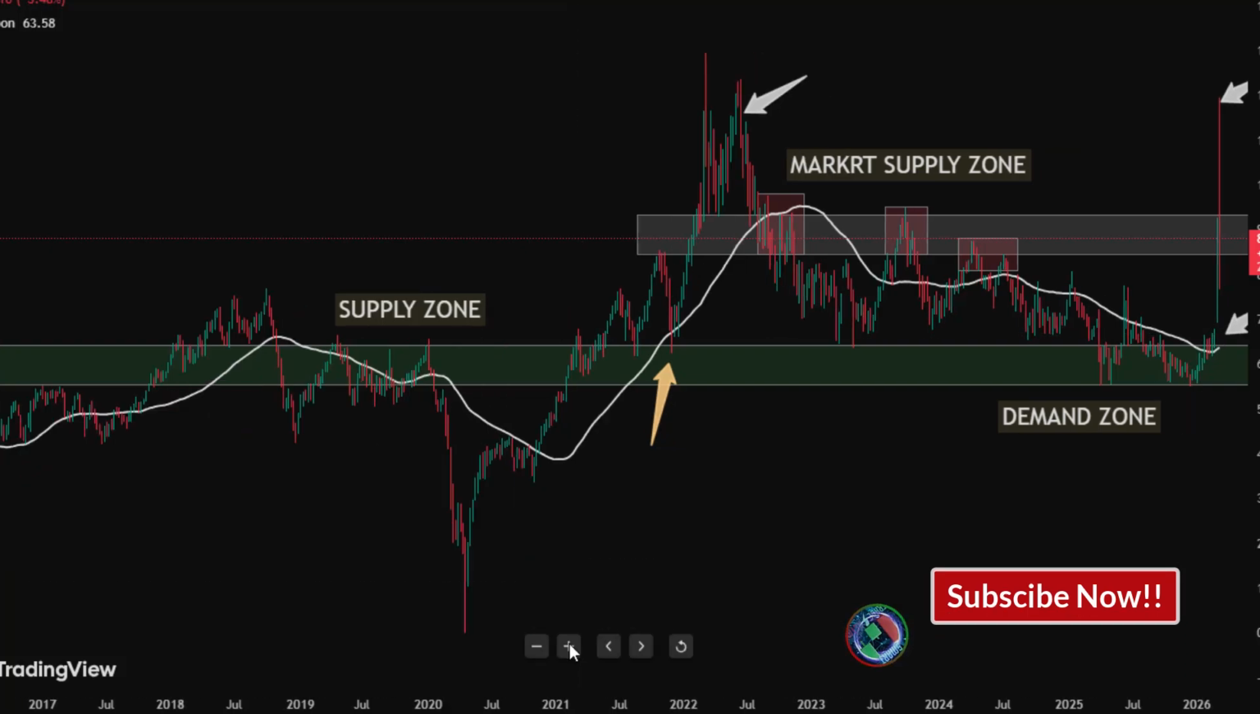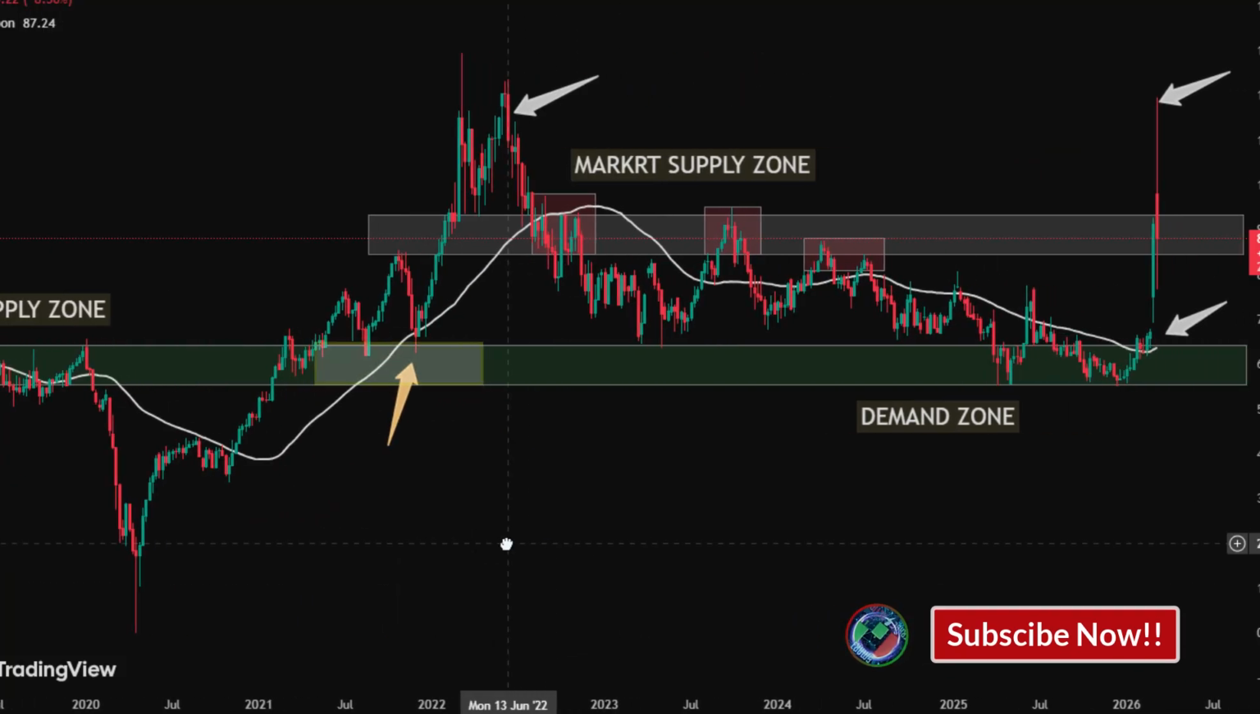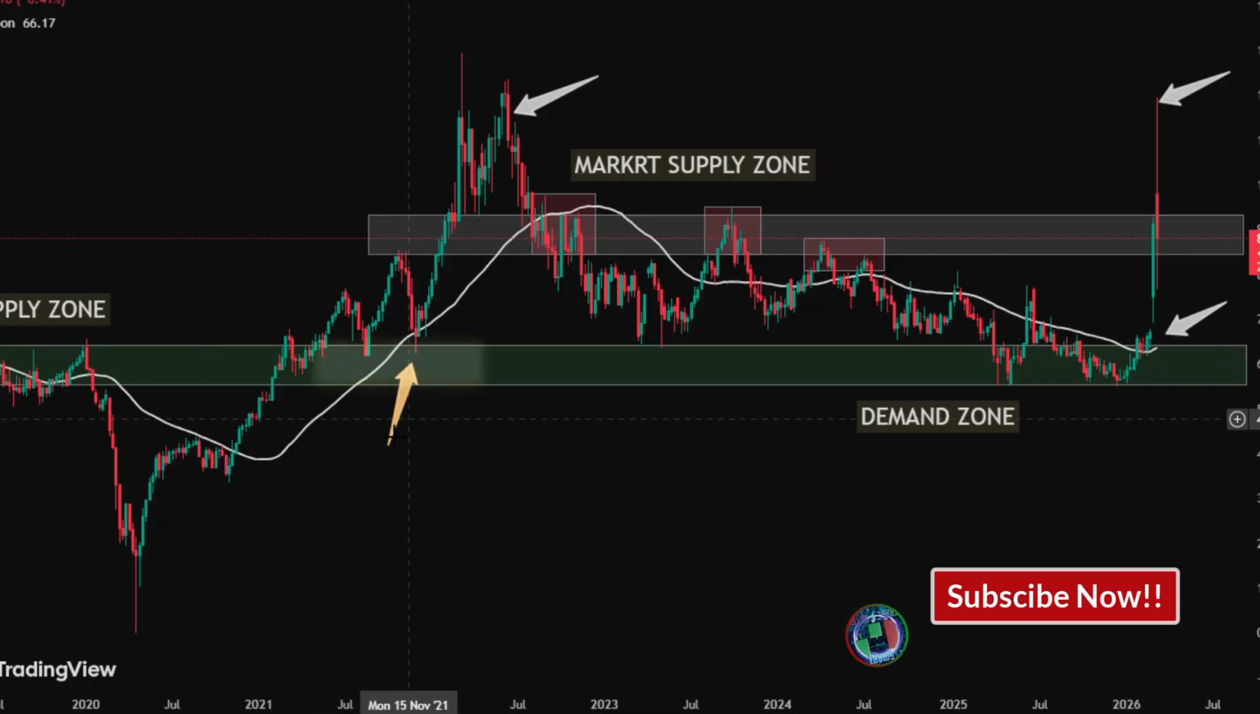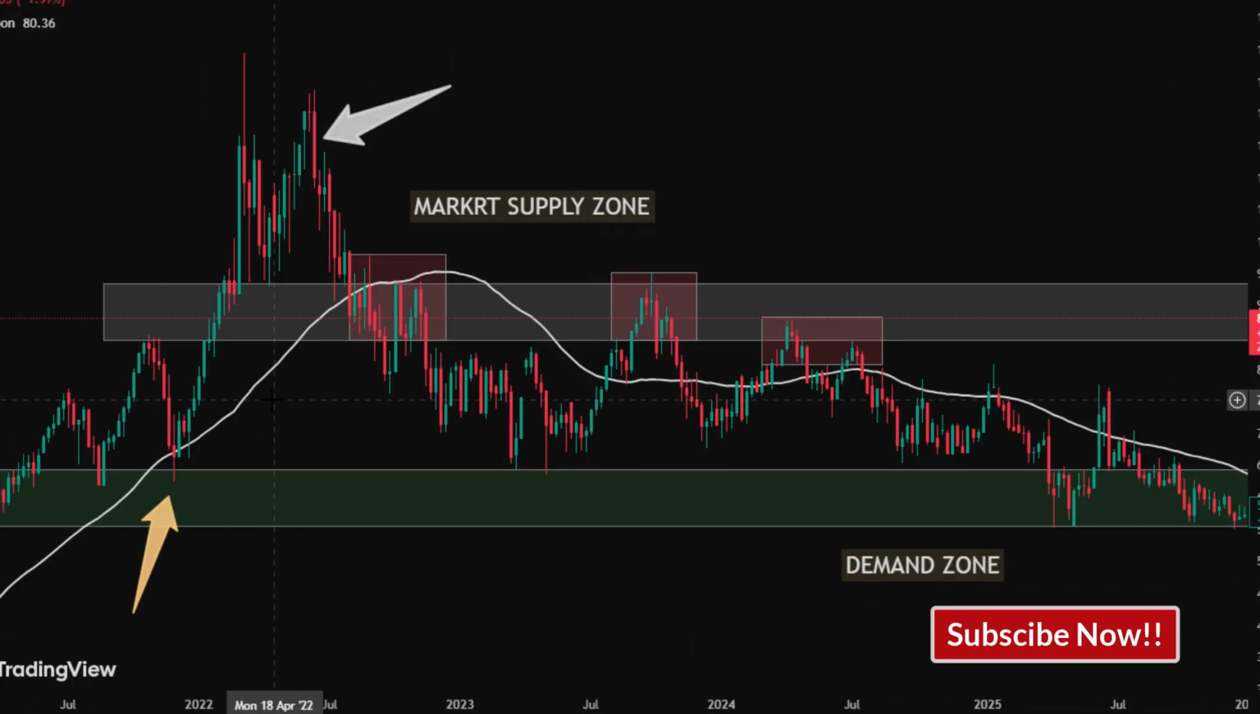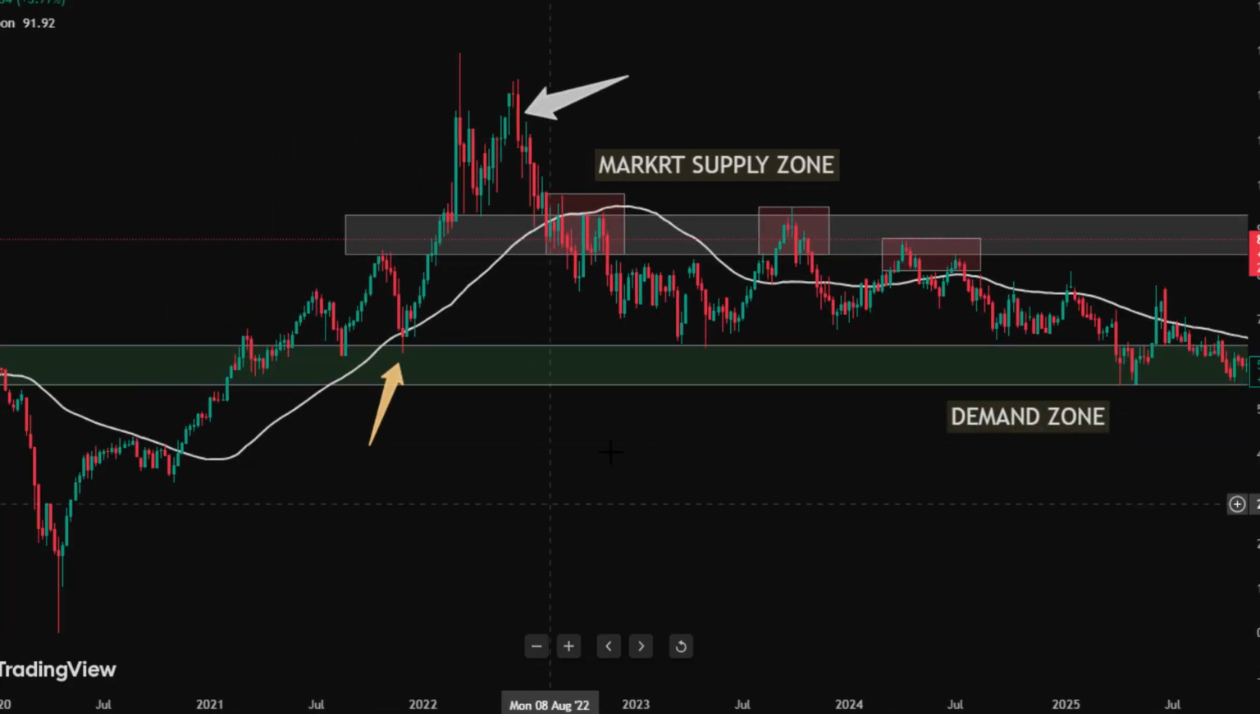So this is where the narrative changed, where the 50 moving average broke this zone above, price retested it, we got a green engulfing candlestick there, and that was how the whole narrative changed. All right, now let's look at what happened after that.